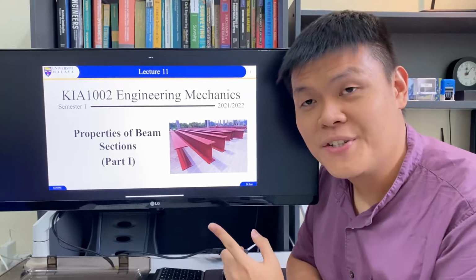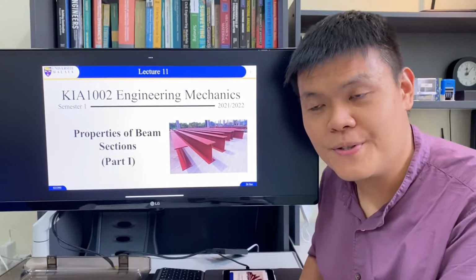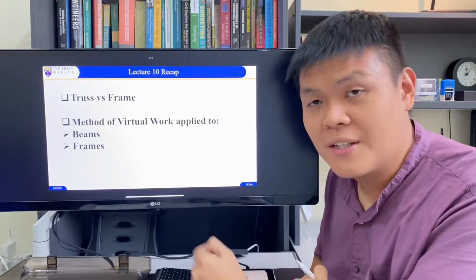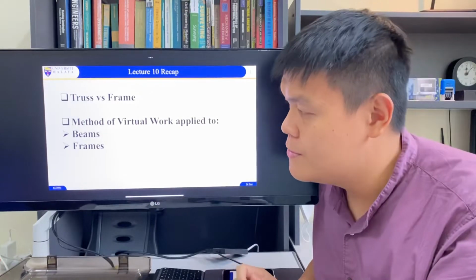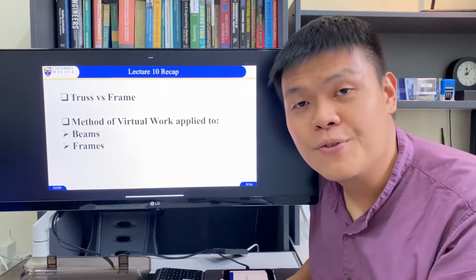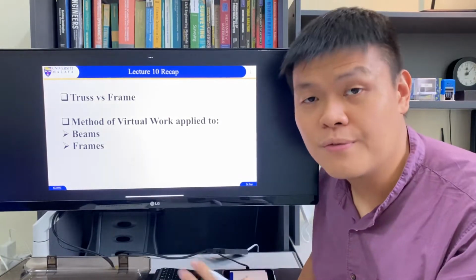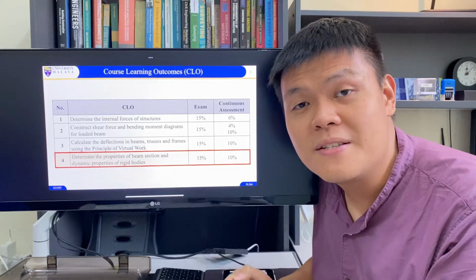So in this lecture number 11, we'll be learning about properties of beam sections, part number 1. In the previous lecture, you've learned the differences between a truss and a frame, and also you've learned how to use the method of virtual work for beams or for frames. And this lecture comes under CO number 4.